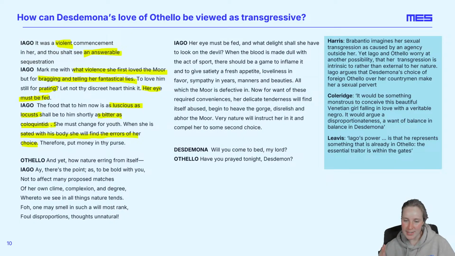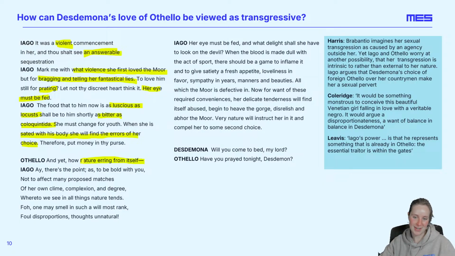Othello also says, and yet how nature erring from itself. Iago: Aye, there's the point, as to be bold with you, not to affect many proposed matches of her own clime, complexion, and degree, whereto we see in all things nature tends. For one may smell in such a will most rank, foul disproportions, thoughts unnatural.